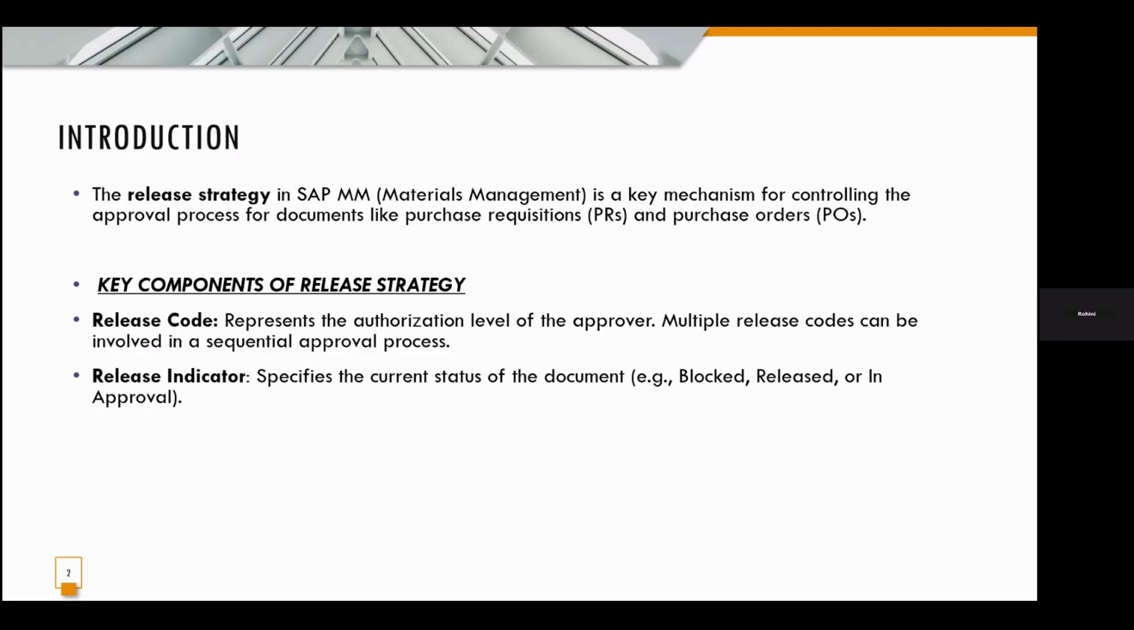Next is the release indicator, which specifies the current status of the document, whether the purchasing document is in a blocked state, released, or partially released. It shows the status of the document.